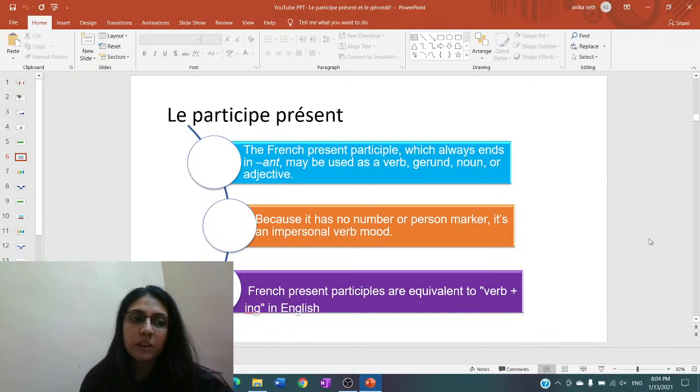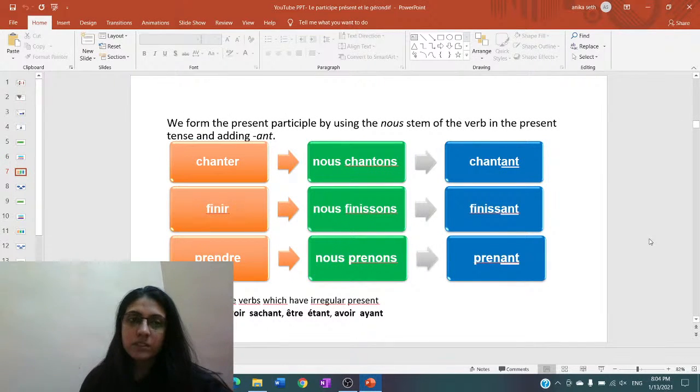Now let's see the formation of the present participle, how we form it. First of all, we conjugate the verb in the present tense, nous form. Then we remove the ons from the conjugation and replace it with ant. See over here, the first verb which we are doing is chanter.